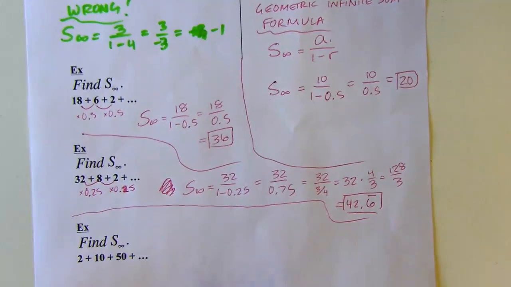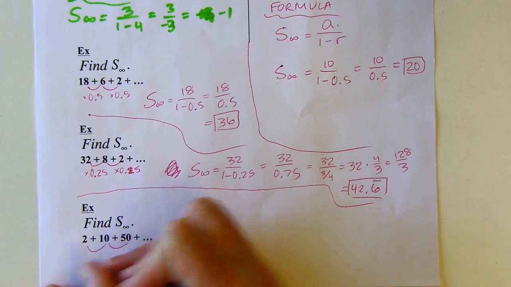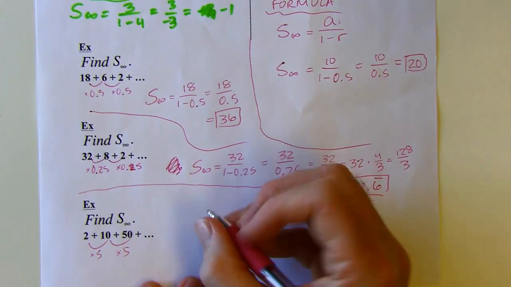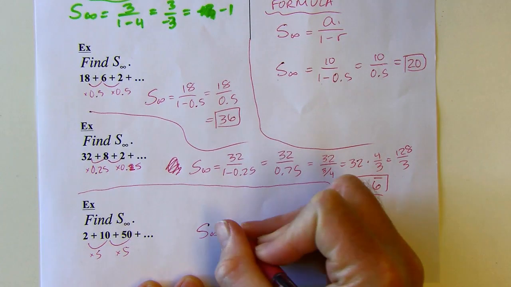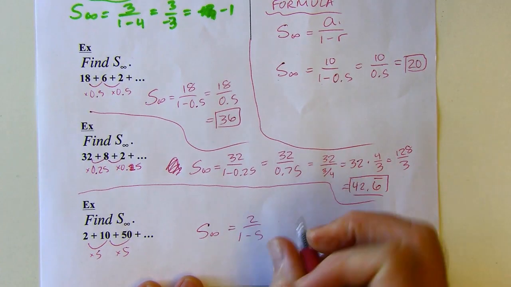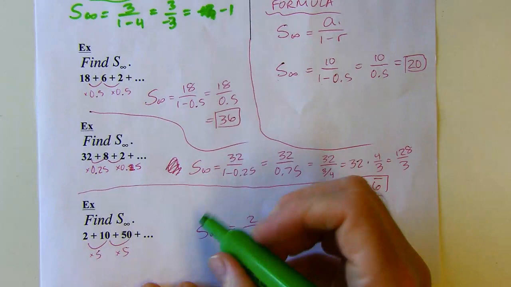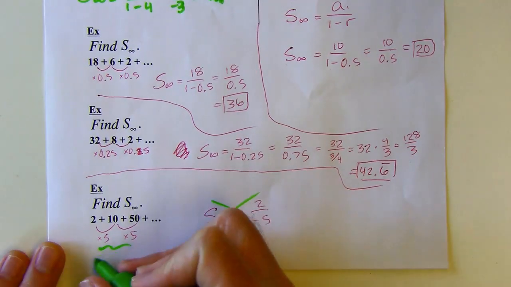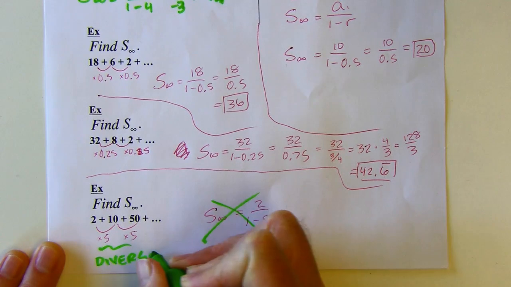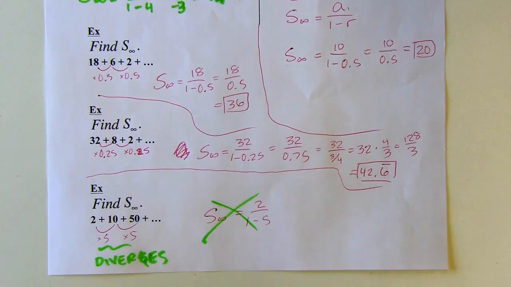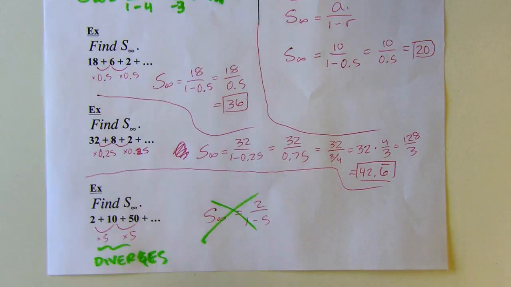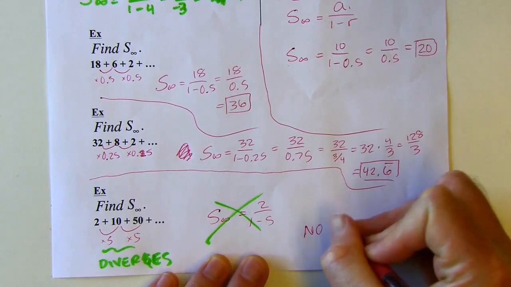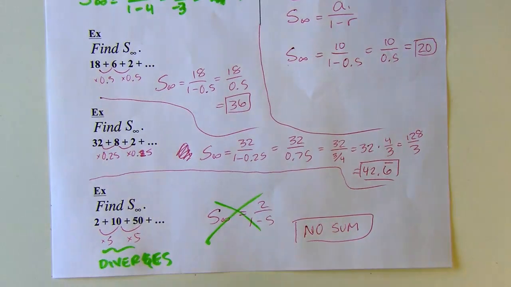Next up. All right, I'm looking at this. My ratio is 5, so this is going to be the first term over 1 minus the ratio. But hang on, no it's not. This is incorrect because this diverges, right? So you'd have to say no solution, or no sum, or infinity or something like that. So I'm going to say no sum.